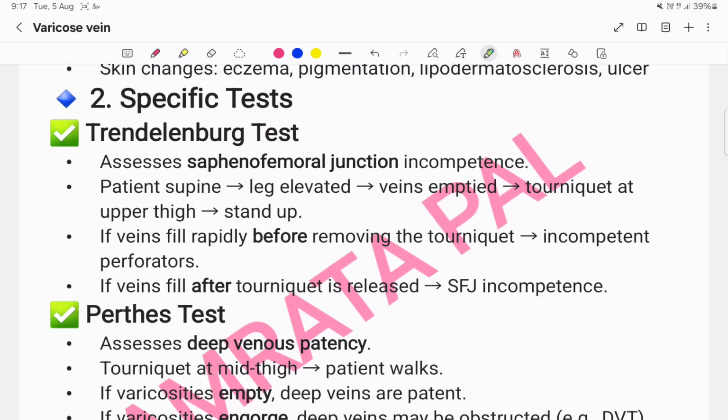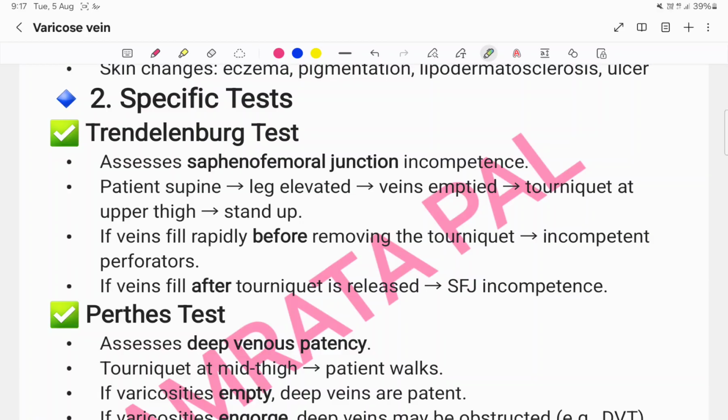In this test, we first make the vein empty by elevating the leg, then apply a tourniquet. In application of the tourniquet, the saphenofemoral junction is occluded. Then the blood cannot go from the superficial vein to the femoral vein. Now, if the vein is filled immediately, then it indicates perforator incompetency, because the blood can come from two sides. One is the femoral vein and one is the deep vein.